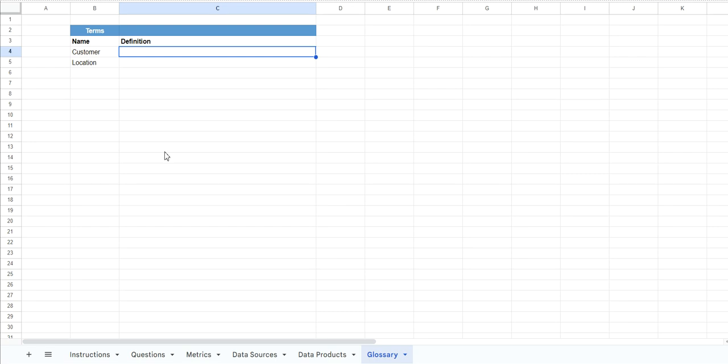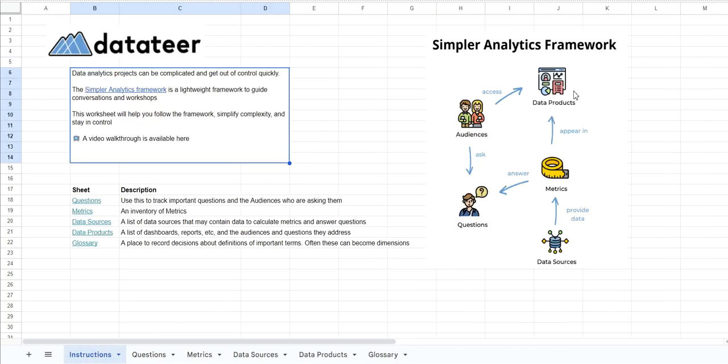And often these terms can become dimensions. So in the future you may say, I want to see revenue by customer, or I want to see revenue by location. And this can be a helpful starting point for those conversations. So by following this worksheet, you will more easily be able to follow the Simpler Analytics framework, which again will simplify all of your efforts in your data analytics projects.